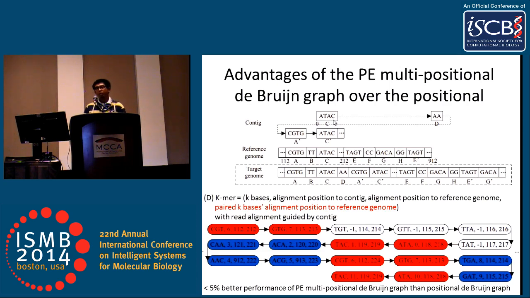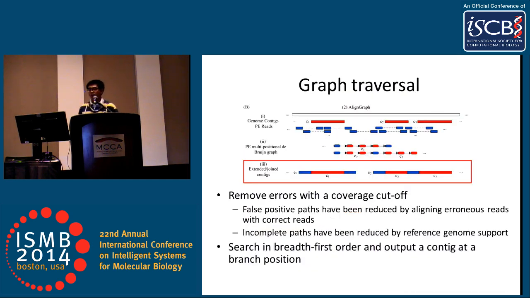From our experience, we can achieve up to 5% better performance with this novel structure compared with the positional de Bruijn graph. So in the last step, we remove errors from the de Bruijn graph and traverse it and generate a contig as the extension of the initial contigs. So actually for the error removal, it is pretty easy because the paired and multi-positional de Bruijn graph can not only avoid branches, but can also avoid false positive paths and incomplete paths.